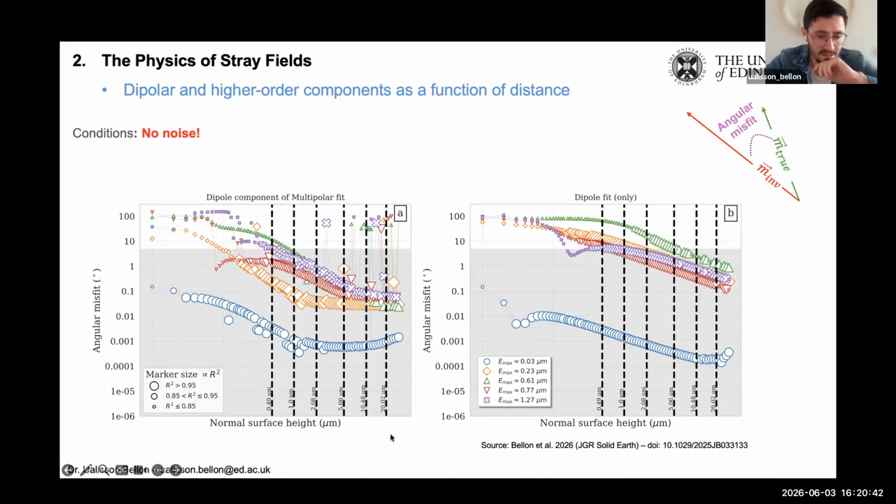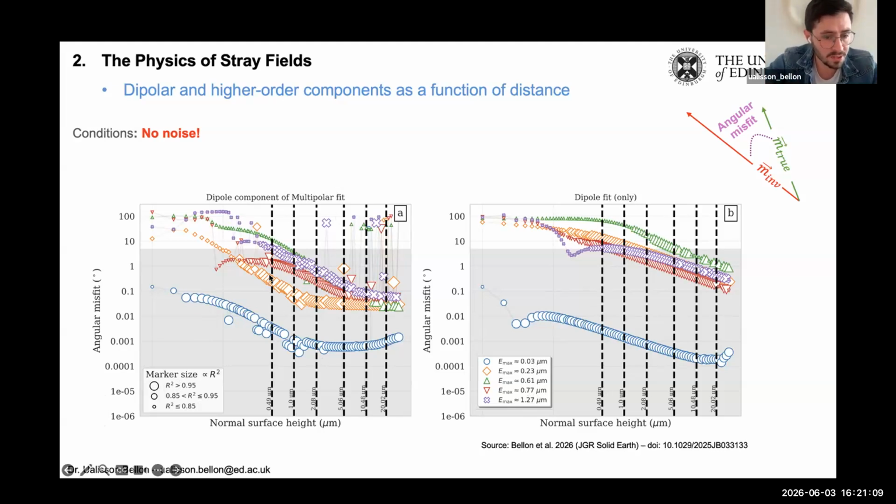In the x-axis, you've got the distance, again, how far away you're getting from your sample. And in the y, you've got, of course, the angular misfit. The different markers here are different particles in the same way as in the other plot. And the size of it is basically the R squared, telling how well our mathematical models are predicting this. So let's first talk about the multipolar fit.